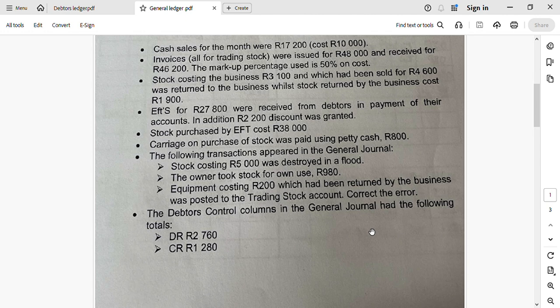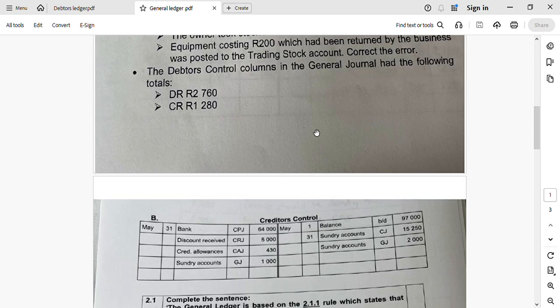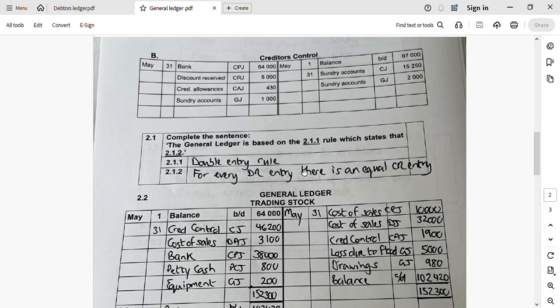Okay, the next one, stock purchased by EFT. If you purchase stock, stock is coming into the business, and because you paid for that stock, your contra account there is going to be bank. See, this one here we bought on credit, was creditors control. This one we're paying for, so the details are going to be bank.